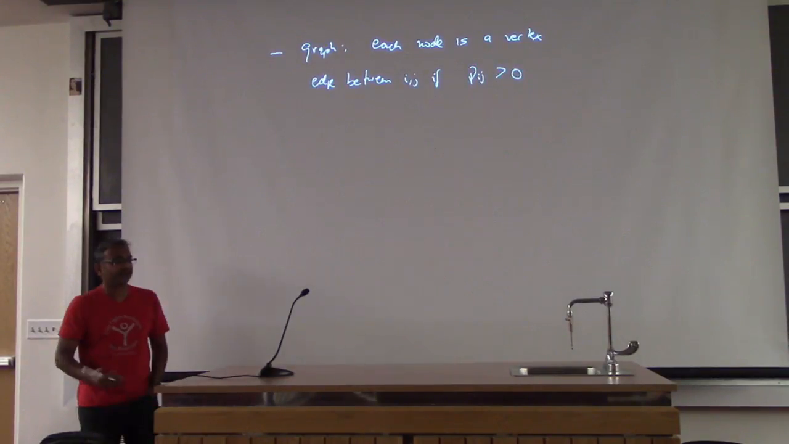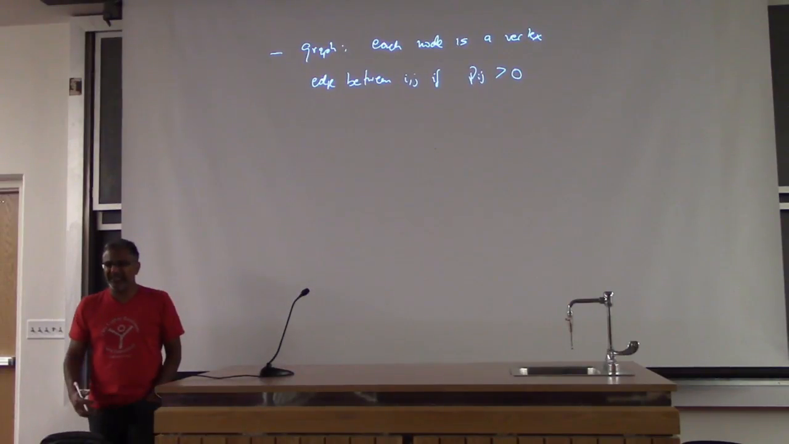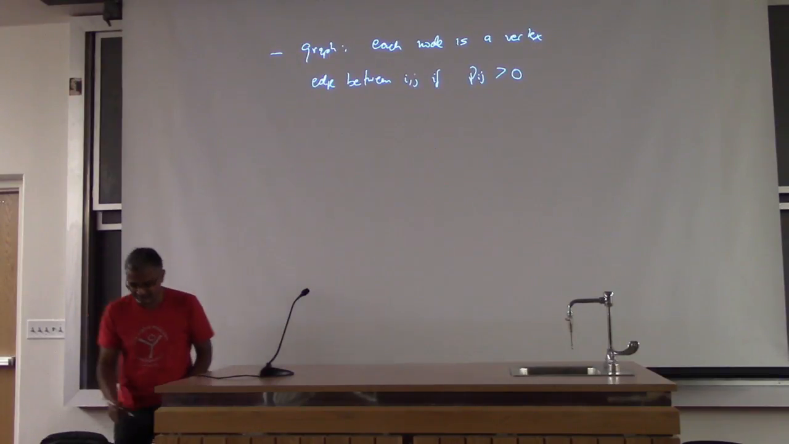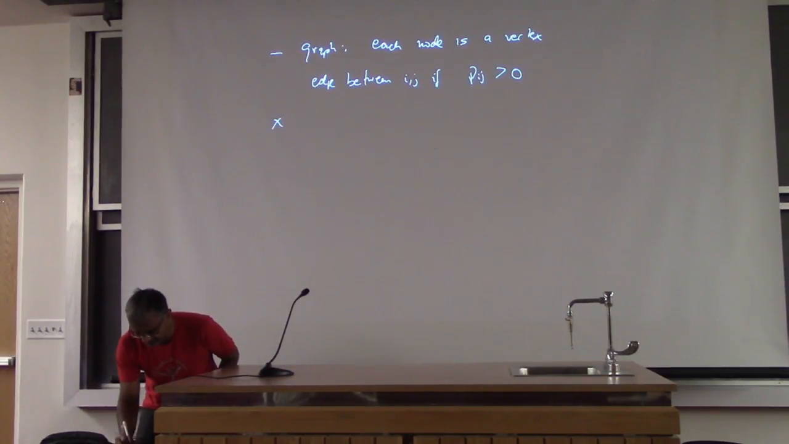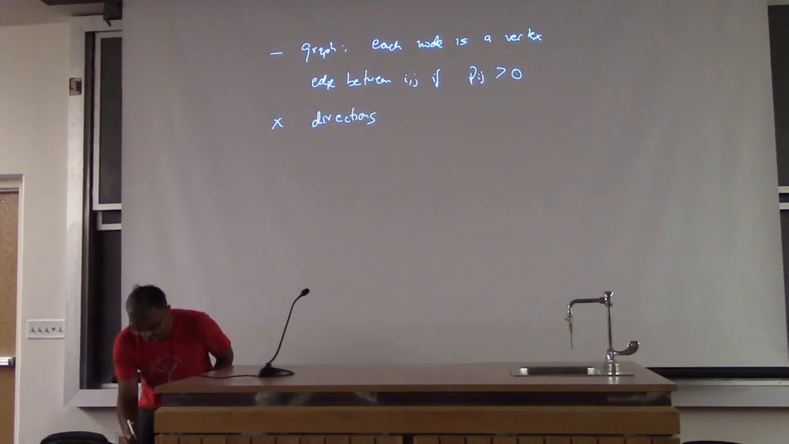For example. Okay, but we also need directed edges. We don't have any directions here. We also need capacities. We don't have any capacities here. We also need a source and sink. We don't have that either.